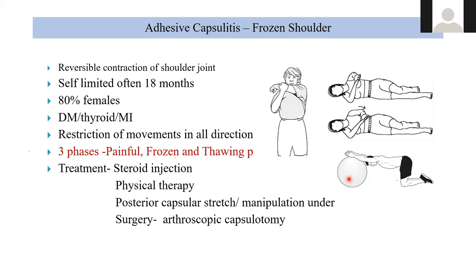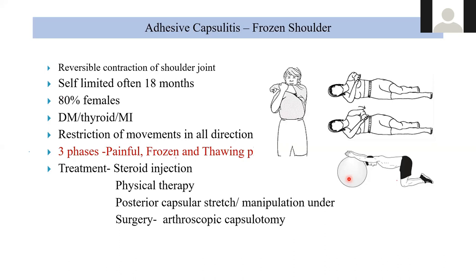Following about 4 to 6 months of a painful stage, the patient will move into a frozen stage where it is painless and the joint becomes stiff and frozen. At this time, the range of movements will be very difficult. During this period, the main concern is to consider range of movement exercises and active assisted exercises to increase the range of movement.